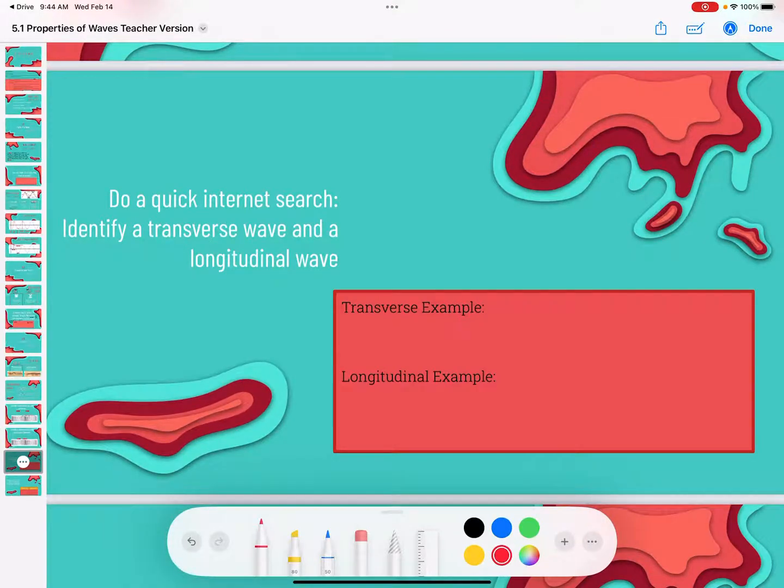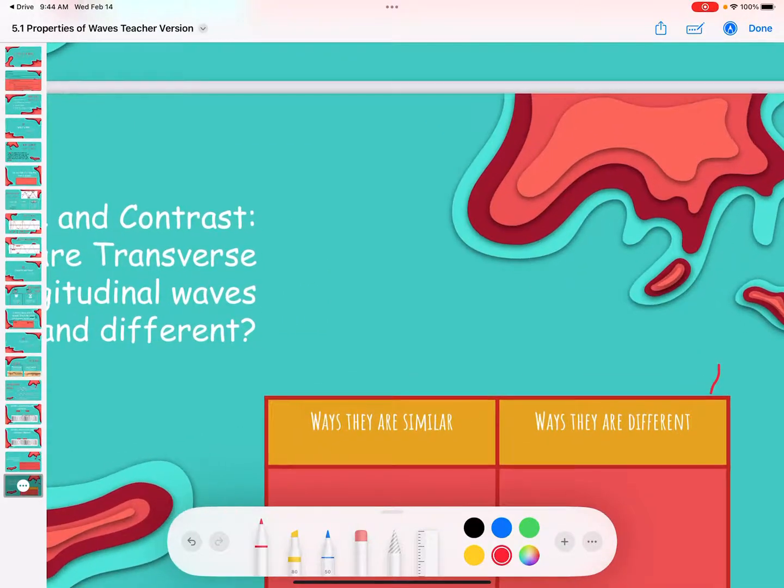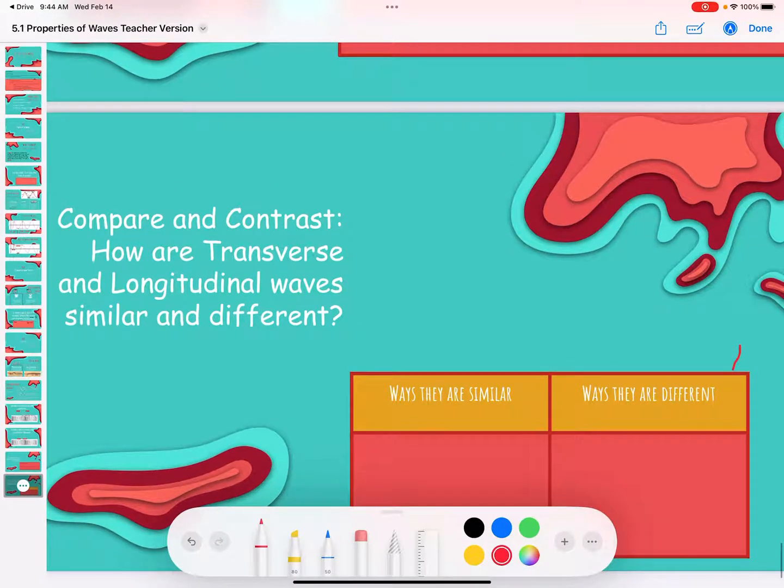I'd like you to add 2 examples of a transverse wave and 1 example of a longitudinal wave to your notes. Those will be handy as we go through this unit. And then finally, wrapping things up here, and you can pause the video if you need to do this activity right now, give me just an easy little compare and contrast. How are transverse and longitudinal waves similar? How are they different?